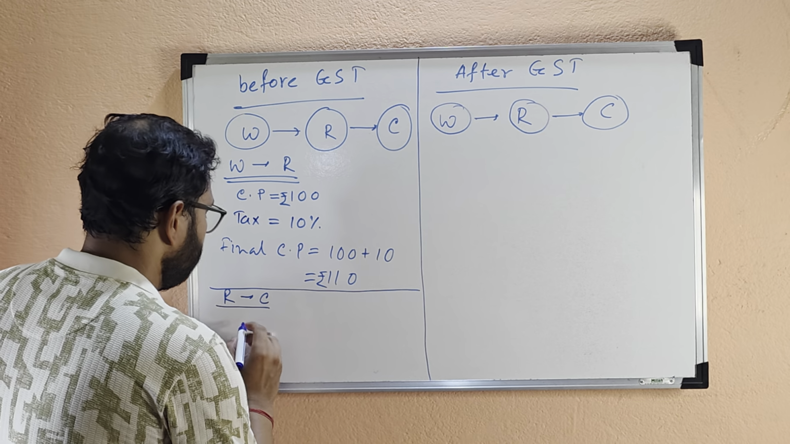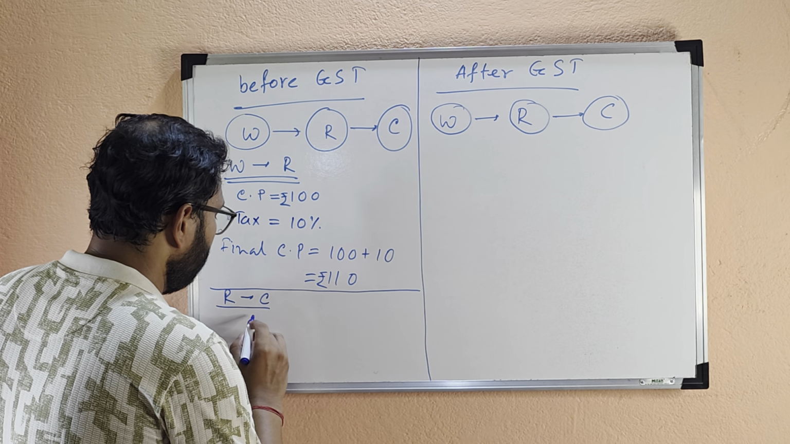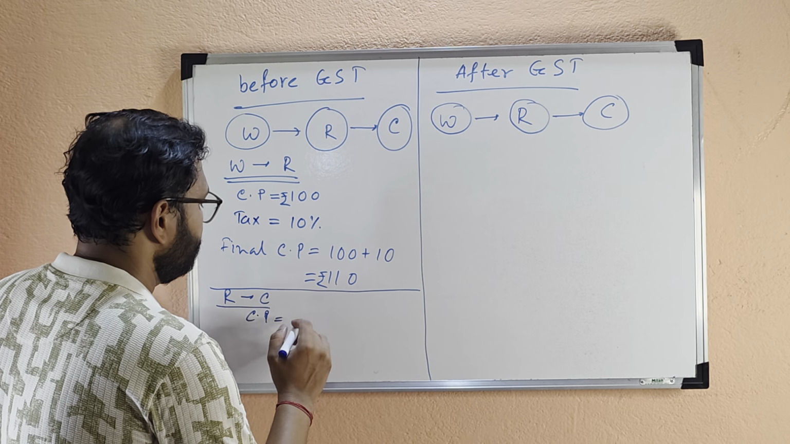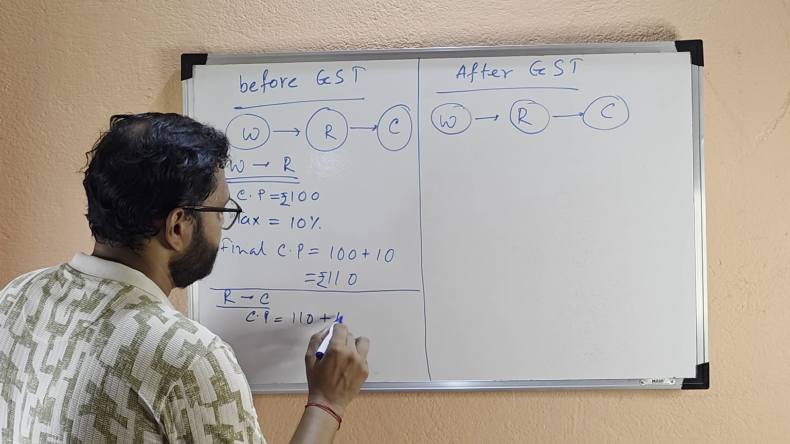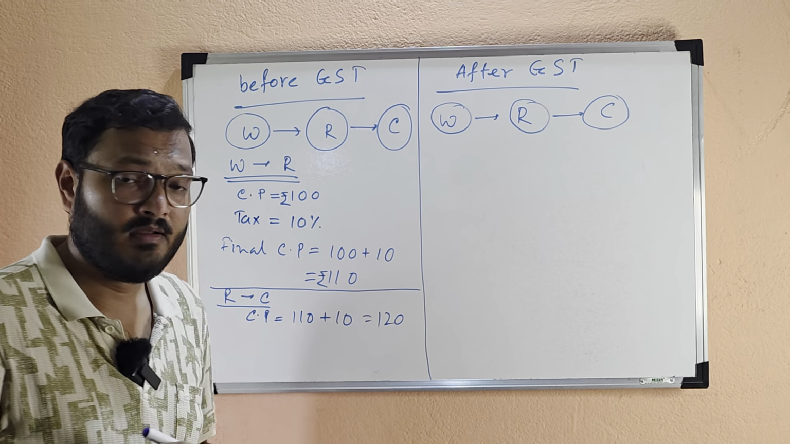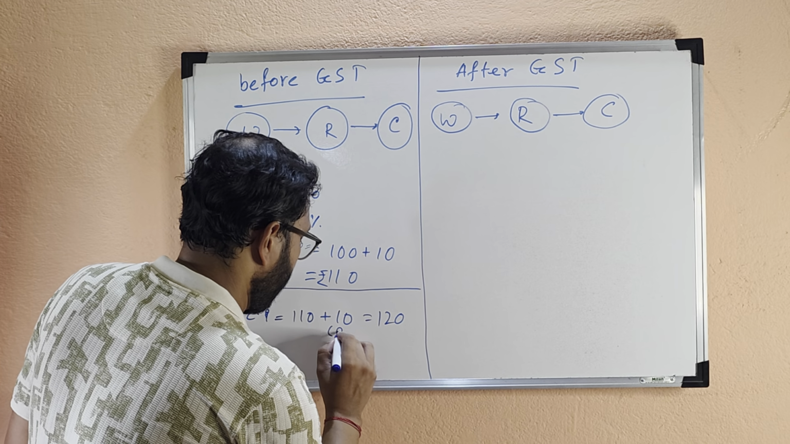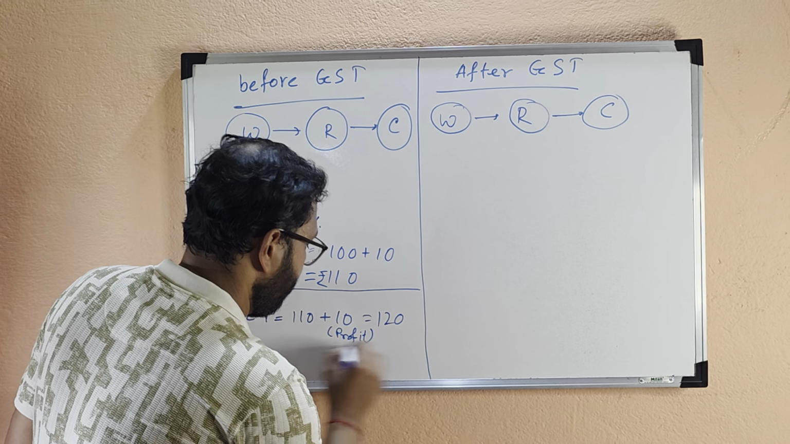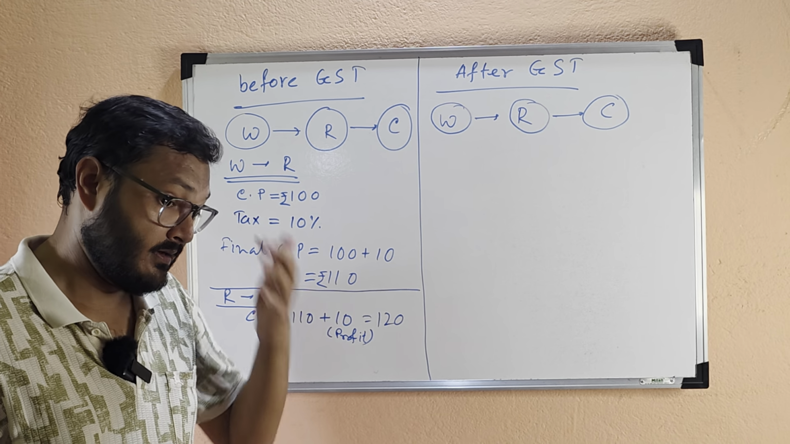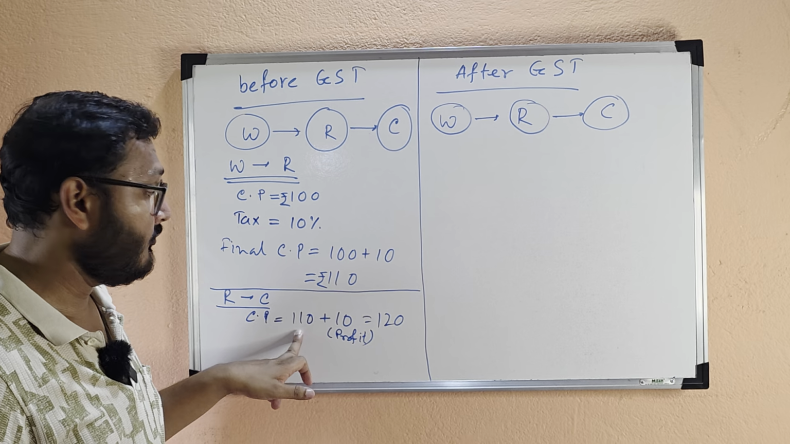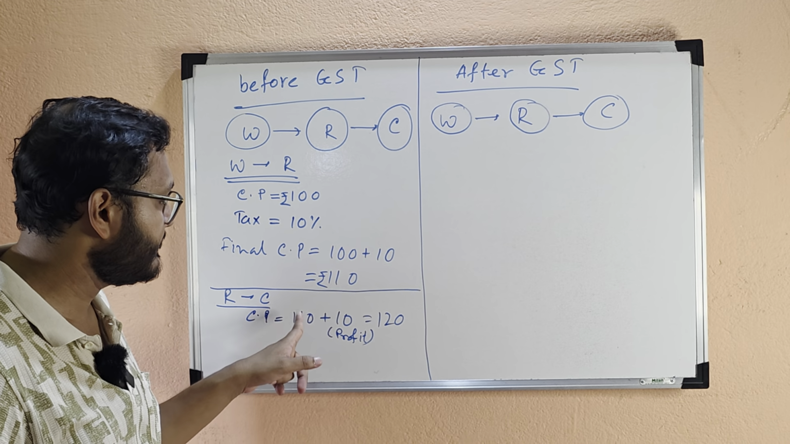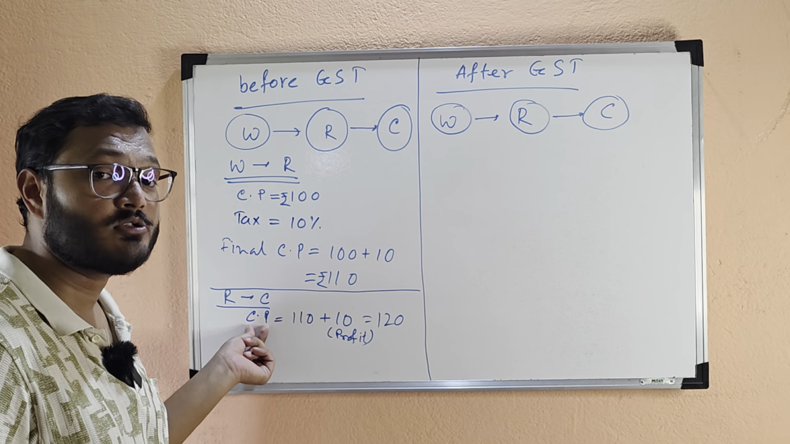No problem. So the cost price for the consumer was 110 plus 10 rupees. So 120 rupees. This was profit. So he told I already paid 110. What he did here, he added the tax as the cost price.